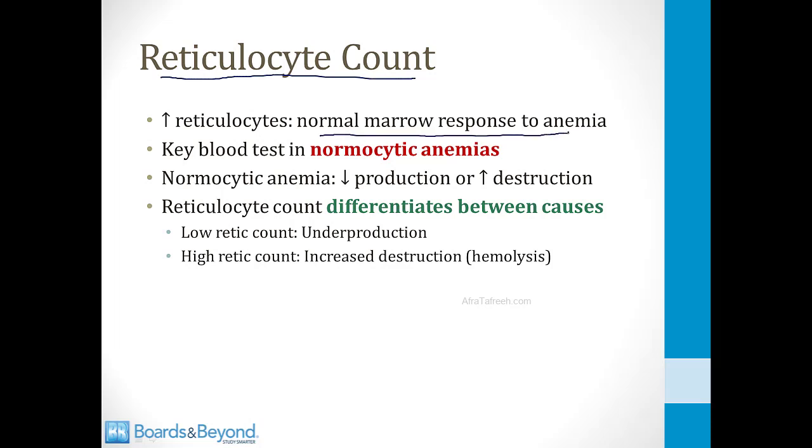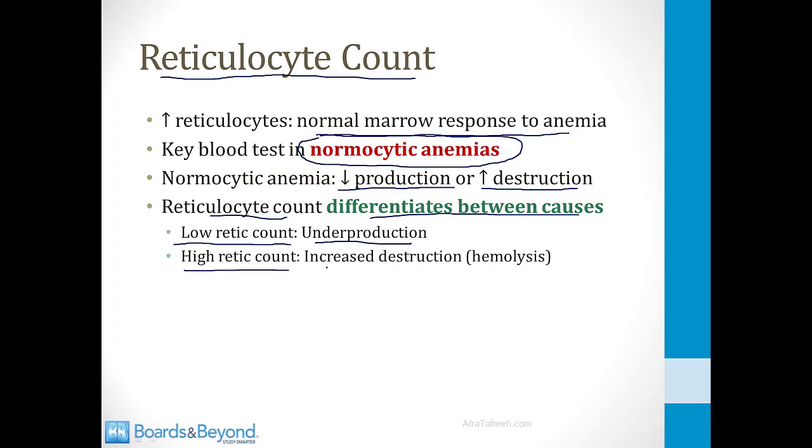An increase in the reticulocyte count seen in the peripheral blood is a normal bone marrow response to anemia. This makes the reticulocyte count a very useful blood test in normocytic anemias. Like I told you before, normocytic anemias may occur due to underproduction by the bone marrow or increased destruction from hemolysis, and the reticulocyte count differentiates between these two causes. A normocytic anemia with a low reticulocyte count means underproduction by the marrow. A normocytic anemia with a high reticulocyte count means increased destruction, such as you can see in hemolysis.